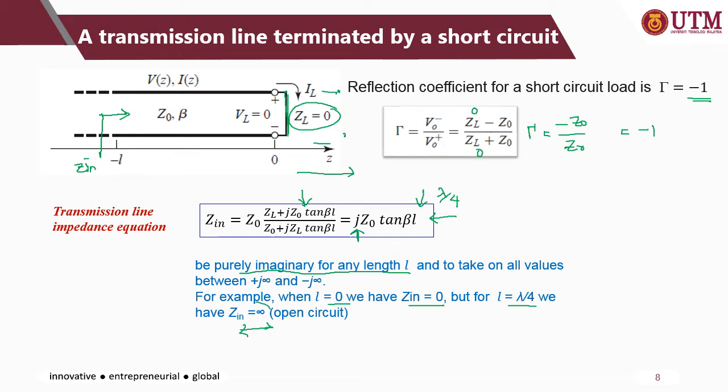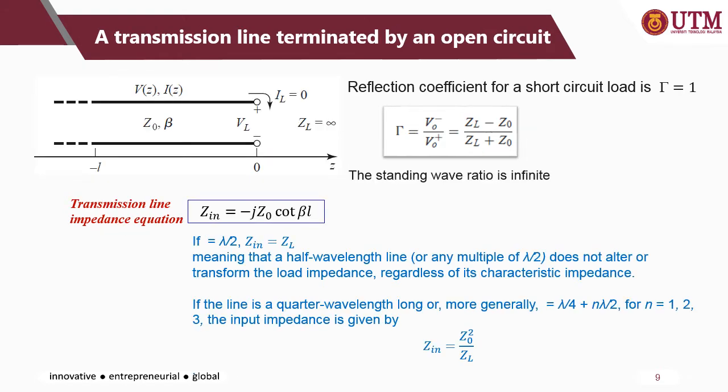Okay, so the Zin will be infinity. Okay, so another case is when the transmission line is terminated by an open circuit. So now again the Zin will be looking towards the load point. In this case the load is open circuit, so we can assume that ZL equals infinity.